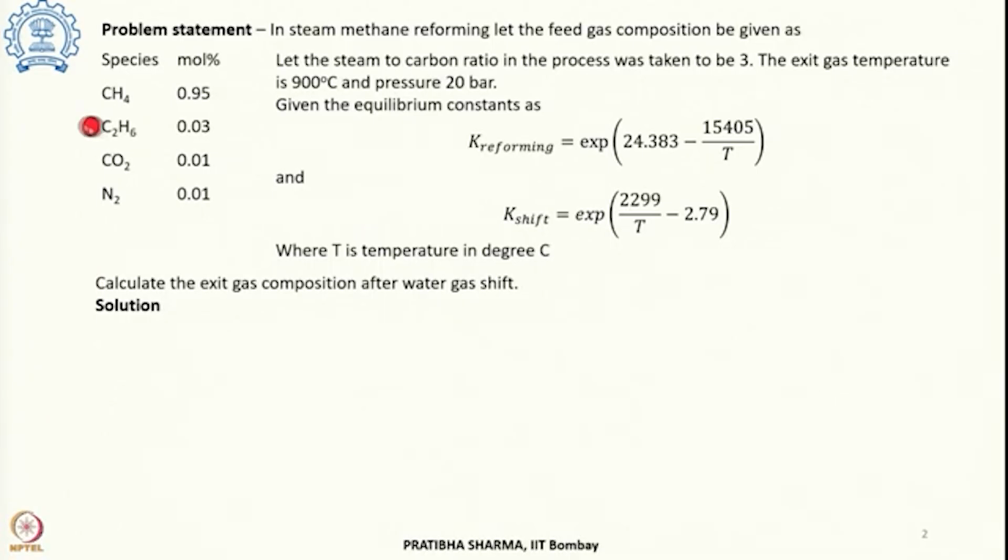So, here we have taken the other constituents to be ethane, carbon dioxide, and nitrogen, and let us assume that the steam to carbon ratio given in the process is 3. The exit gas temperature is 900 degree centigrade and pressure is 20 bar. Different equilibrium constants are provided, with temperature T in degree centigrade. What we have to do is calculate the exit gas composition after the two reactions, first steam methane reforming and then water gas shift reaction. Now, let us do this problem.